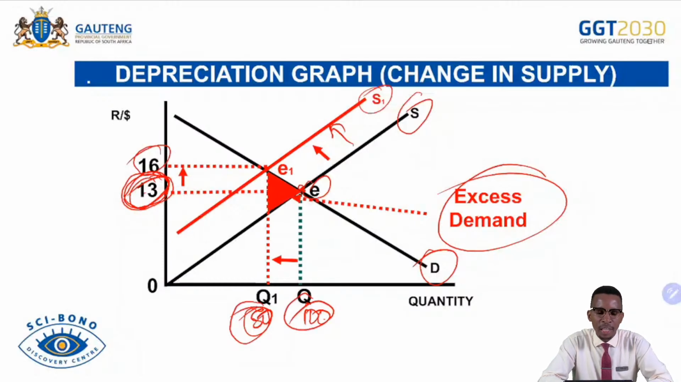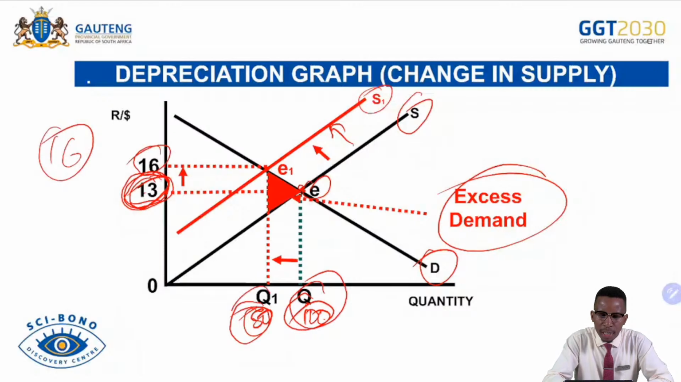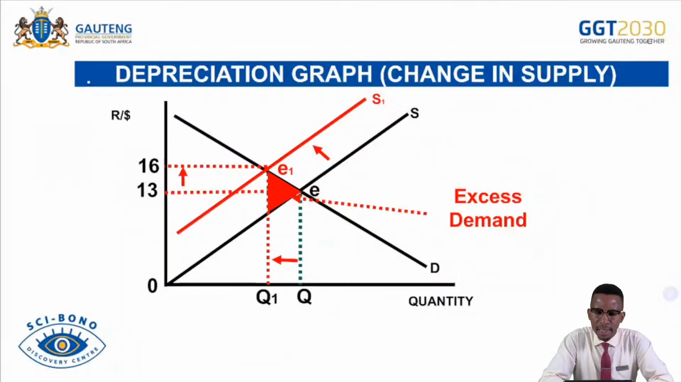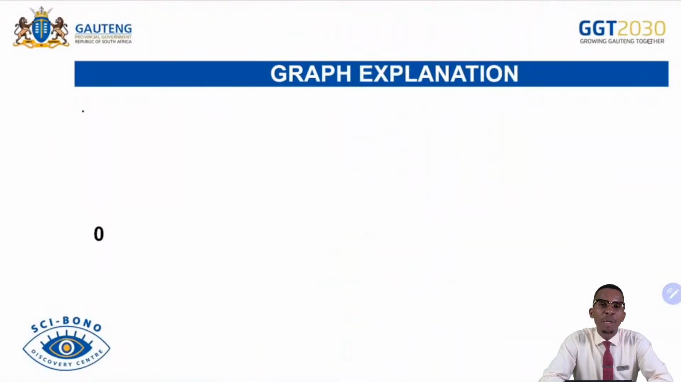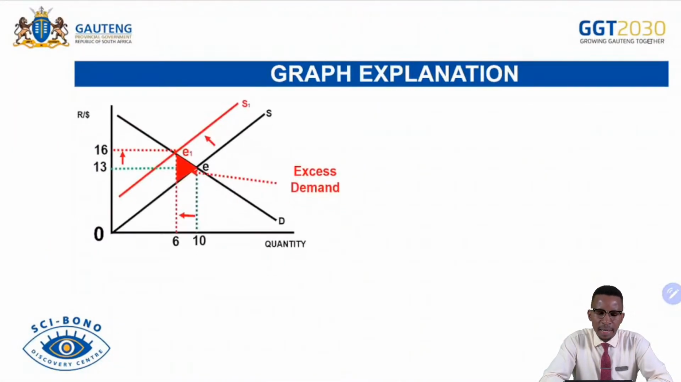The currency is losing value from 13 to 16 rand. So we have to pay more rand to afford a single US dollar. 16 rand is too much to pay for a single US dollar compared to before when we were paying 13 rand. So this is excess demand, because the quantity of rand demanded remains higher than the quantity of rand supplied. That's why we say depreciation is caused by excess demand. The demand for the currency must be more than the supply of the currency.